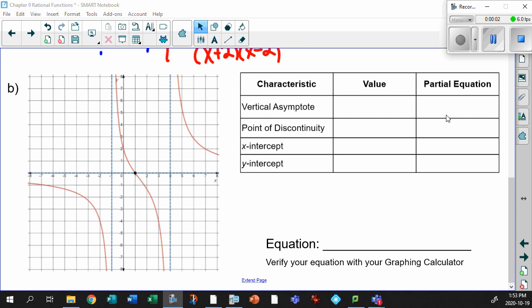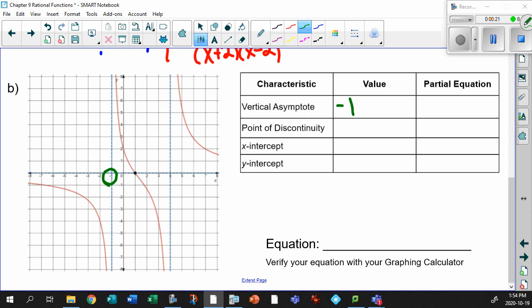Okay, Padawan learners, let's do two more examples based on the same stuff. So look at the characteristics of the graph. Find those intercepts. Find those nice little vertical asymptotes. Start writing things down. So I have a vertical asymptote here. That's at a value of -1. I also have another vertical asymptote here at 4.